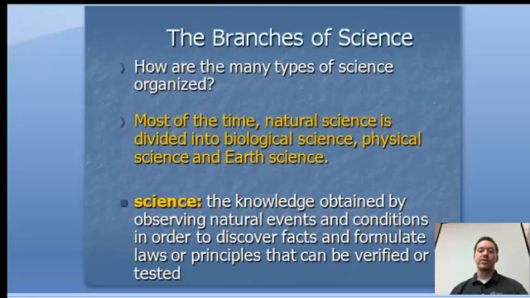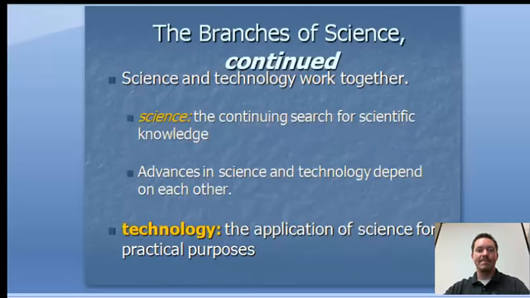Just to get a general definition of science, this is the knowledge obtained by observing natural events and conditions in order to discover facts and formulate laws or principles that can be verified or tested. And then science and technology can work together. So in science, we find the continuing search for scientific knowledge. And advances in either science or technology do have some dependence on each other. And then finally on this slide we've got technology, which is just the application of those sciences that we can apply to practical purposes.